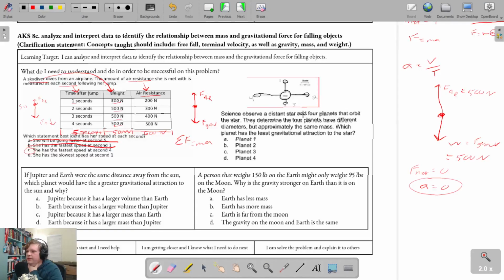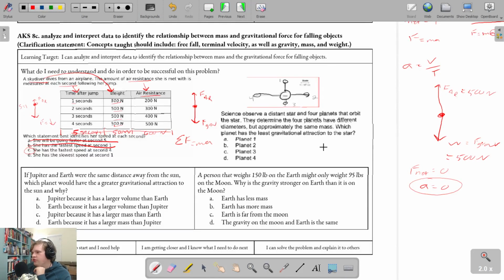Scientists observe a distant star and 4 planets that orbit the star. Okay, here's our star. Here are 4 planets that orbit it. They determine the 4 planets have different diameters, but approximately the same mass. So they're all the same mass. Which planet has the least gravitational attraction to the star?